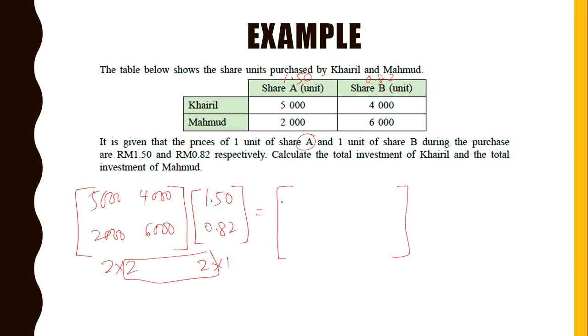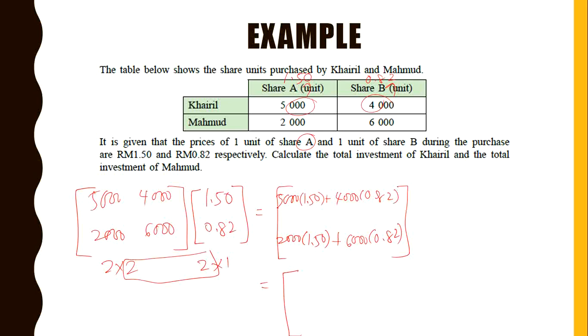Okay, so 5,000 times RM1.50 plus 4,000 times 82 cent. Right? 5,000 has to multiply this one. 4,000 has to multiply this one. Okay, that is the first element. Second is 2,000 times RM1.50 plus 6,000 times 82 cent. So, let's calculate in a moment.